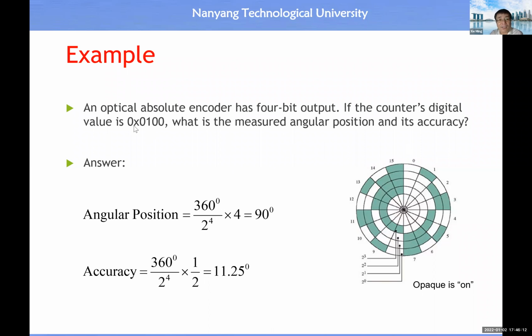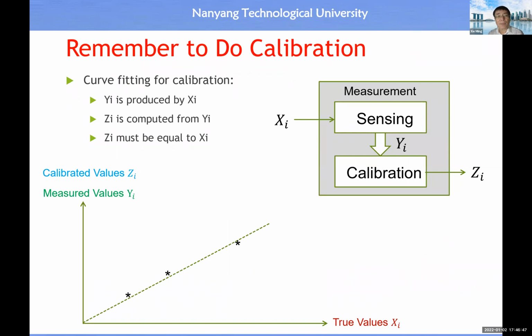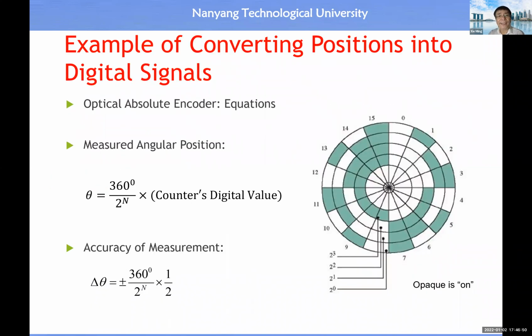Then this corresponds to the value 4, so 4 times this one. Basically it will output this value, 90 degrees, which corresponds to this one. Then what is the accuracy? Half of the pitch angle is the accuracy of this sensor. This is some of the physics and mathematics behind the conversion from position value into a digital number, or digital pulse. Okay, so that's all for the solution.